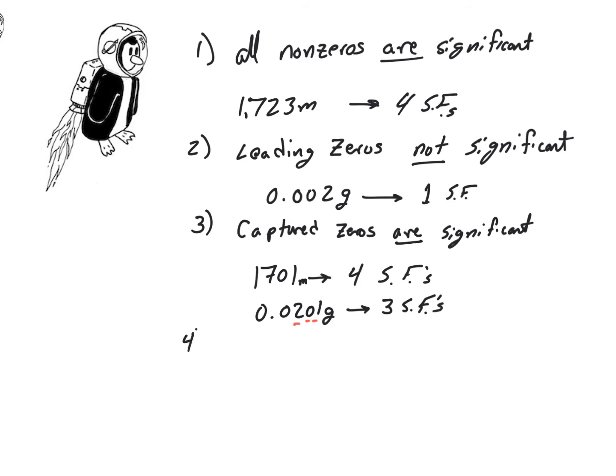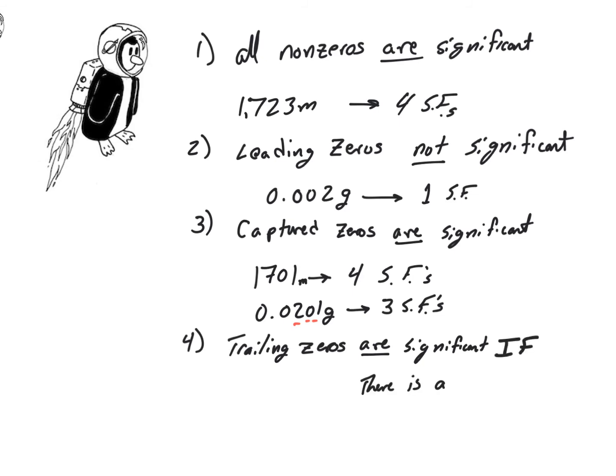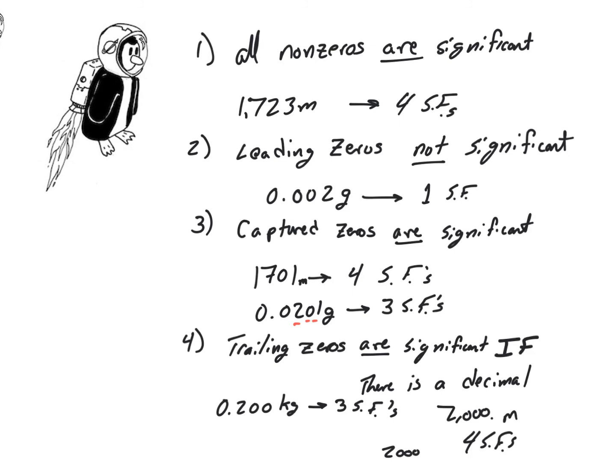Rule number 4 is a little more complicated. Trailing zeros are significant if there is a decimal in play. 0.200 kilograms has 3 sig figs. 2,000 with a decimal meters has 4 sig figs. Be careful, because 2,000 without the decimal only has 1. Think of it as being lazy. You would not write the extra zeros on the right-hand side or the decimal unless there was a significant reason to put it there in the first place.